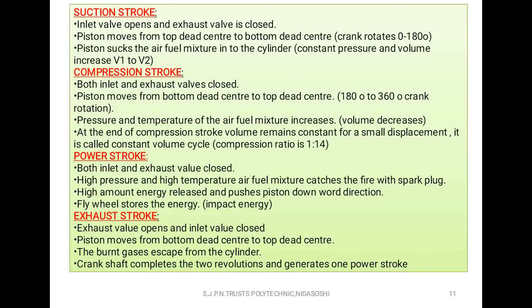Exhaust stroke: the exhaust valve is open and the inlet valve is closed, and the piston moves from BDC to TDC. Due to this, the inside volume decreases and the burnt gases escape to the atmosphere from the cylinder through the exhaust valve. Over the overall four strokes, the crankshaft makes two revolutions for generating one power stroke. So this is a 4 stroke petrol engine.